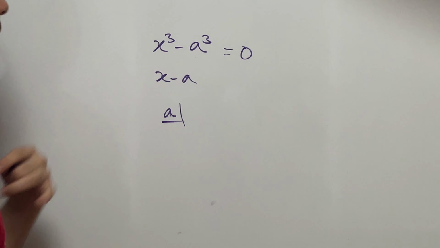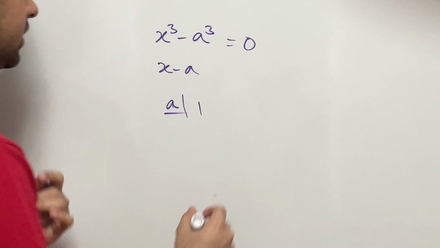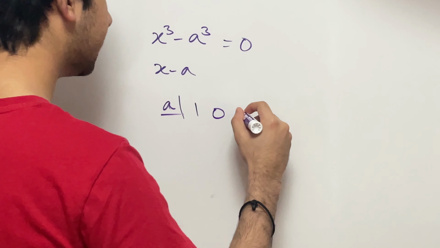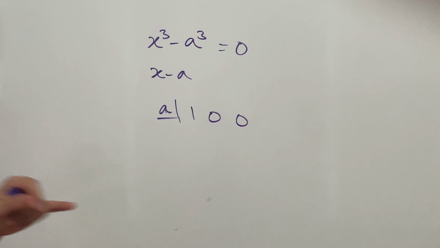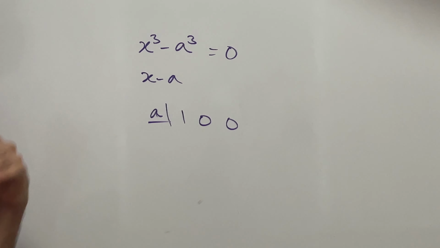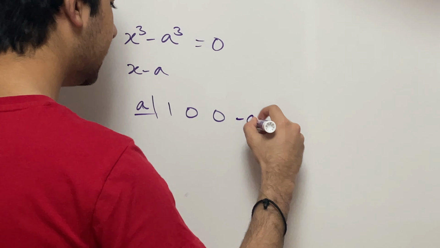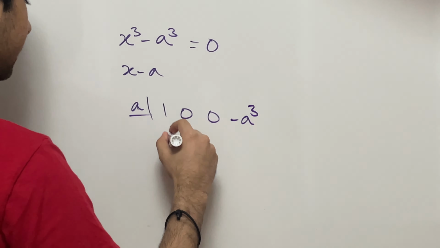Coefficient for the cubic term, that's just 1. For the quadratic term, there's nothing there. For the linear term, there's nothing there. For the constant, it's negative a cubed, right? Negative a cubed. We'll just do a quick division.